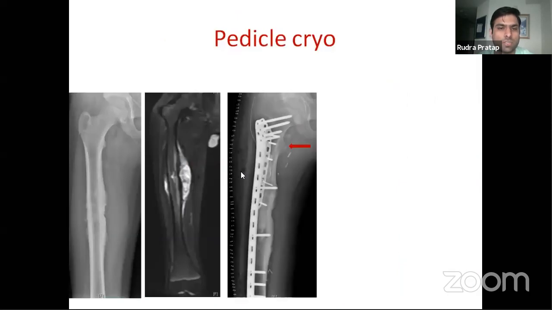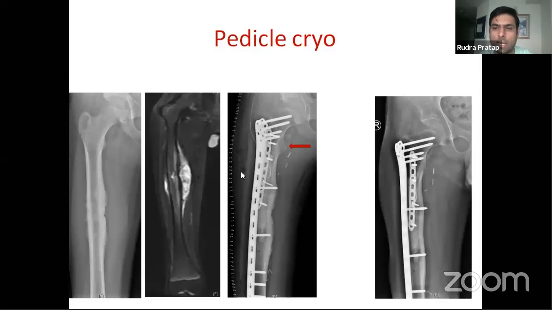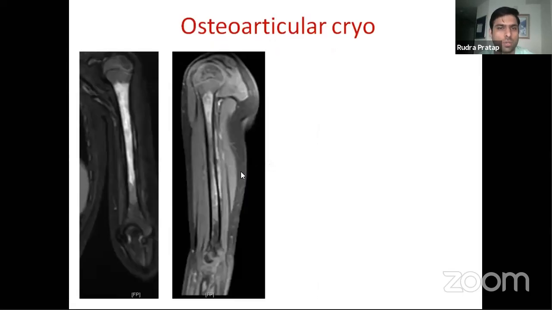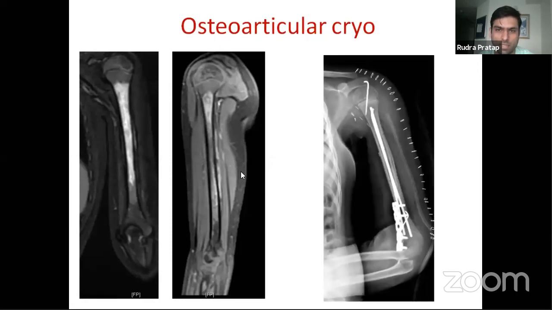This is another example of pedicle cryo in which the proximal osteotomy was done, and in long-term follow-up it shows a good union. Osteoarticular cryo can also be done, just like ECRT, and we have seen good outcomes with osteoarticular resection cryotherapy.